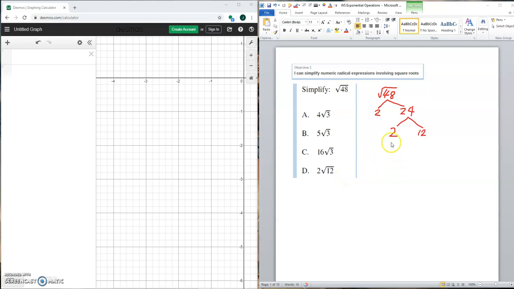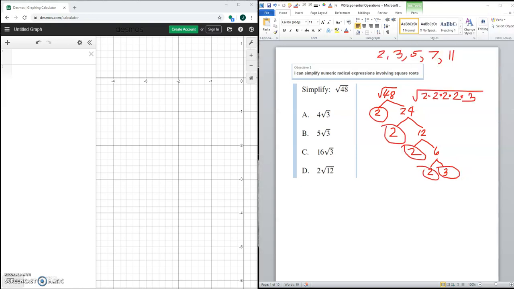So I did my 24 as 2 times 12, and then again 12 can be factored out. And still 6 is not prime, so you're going to keep on going. Now that you have all these prime factors, you're now going to go back and set up your radicals such as this. Please make sure that you don't write inside 6, 12, and 24 because they are not prime numbers.